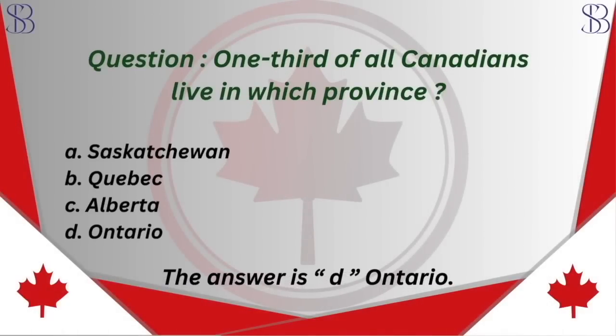Question: 1/3 of all Canadians live in which province? A. Saskatchewan. B. Quebec. C. Alberta. D. Ontario. The answer is D. Ontario.